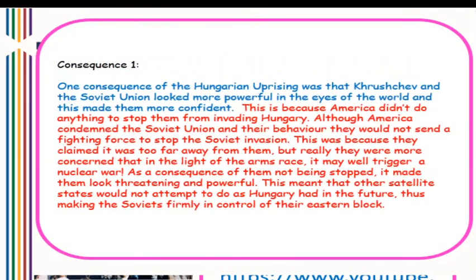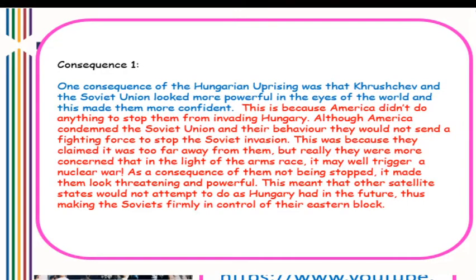Okay, so here is my example of the first consequence. I've said one consequence of the Hungarian uprising was that Khrushchev and the Soviet Union were more powerful in the eyes of the world, and this made them more confident. Okay, so I've stated my points, and one of my points is that the Hungarian uprising made Khrushchev and the Soviet Union a lot more powerful.